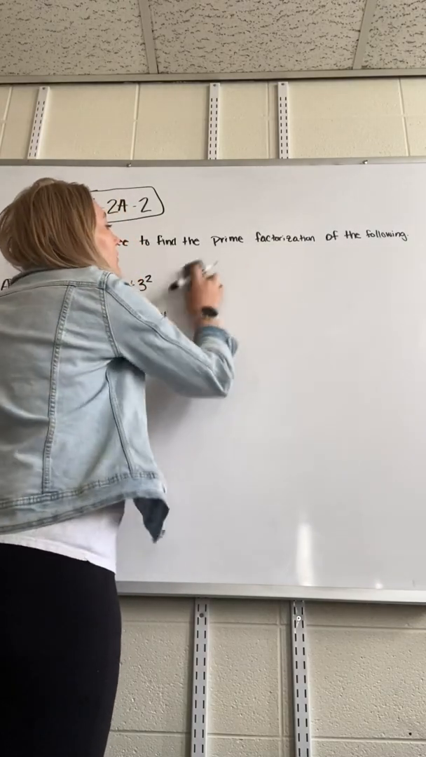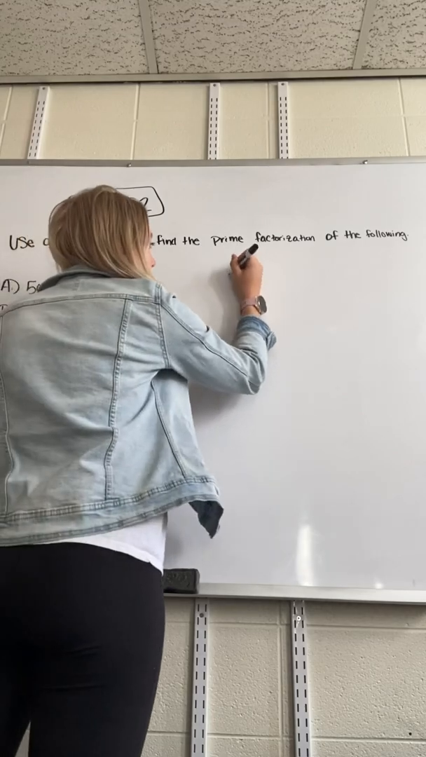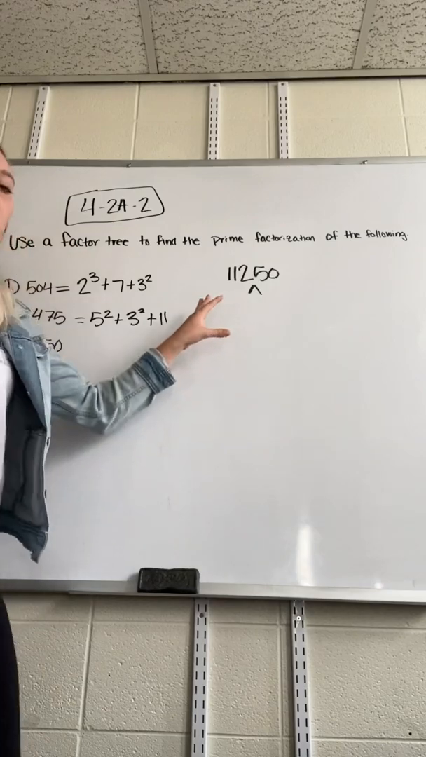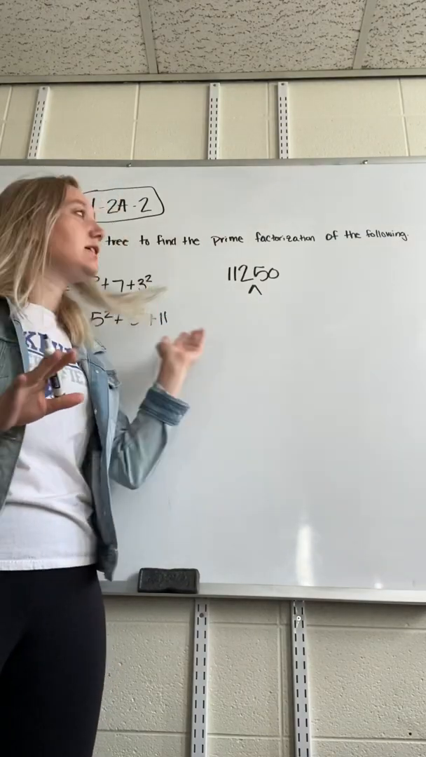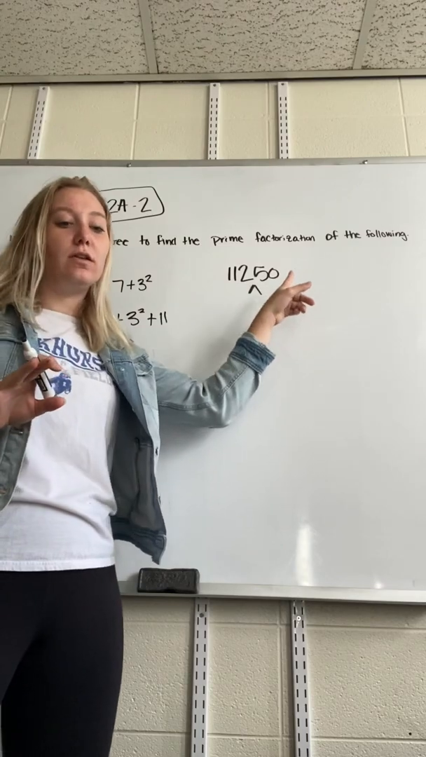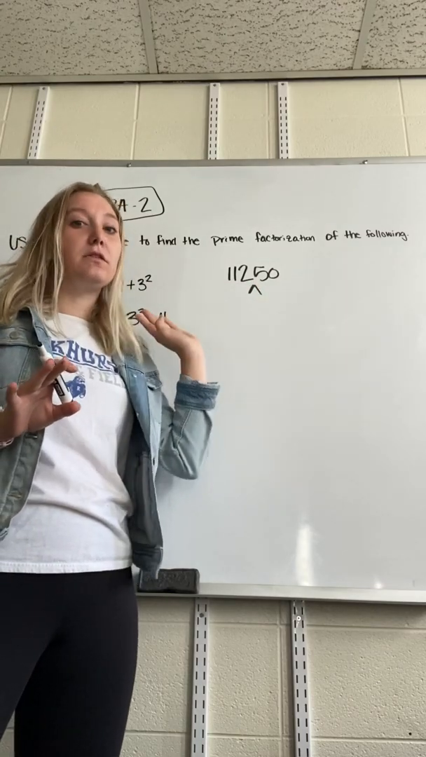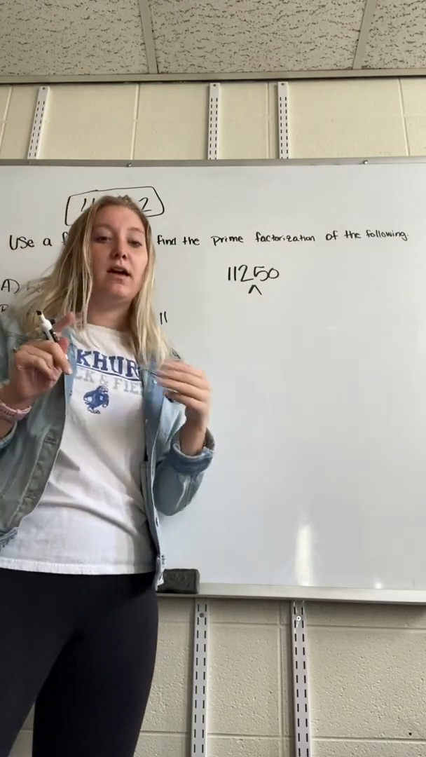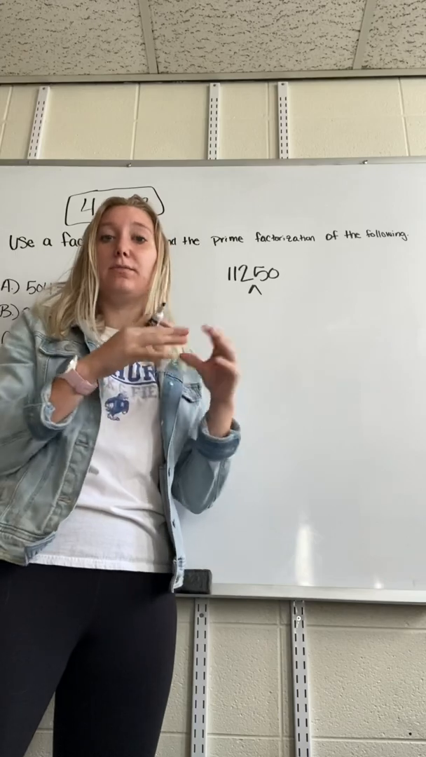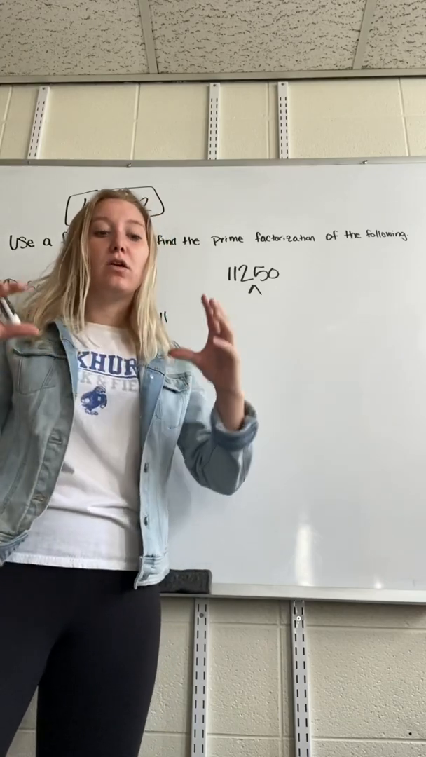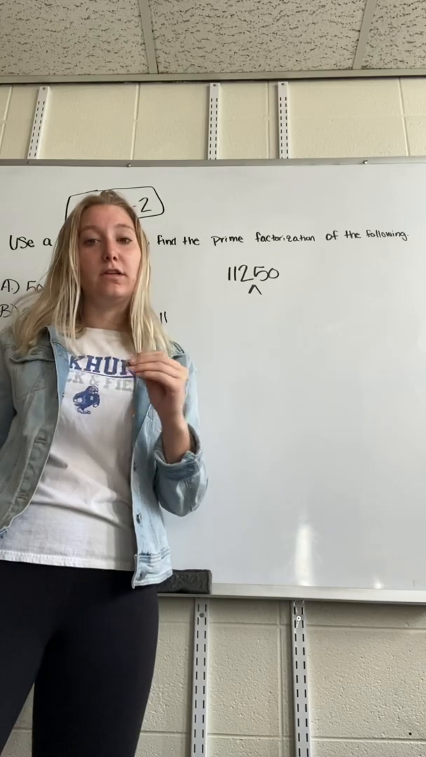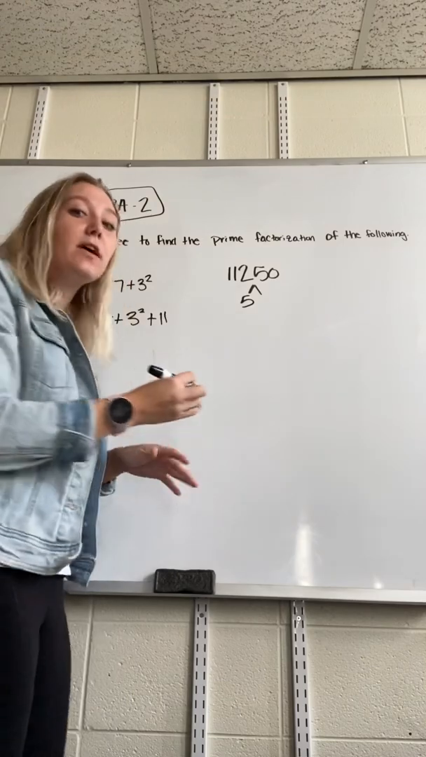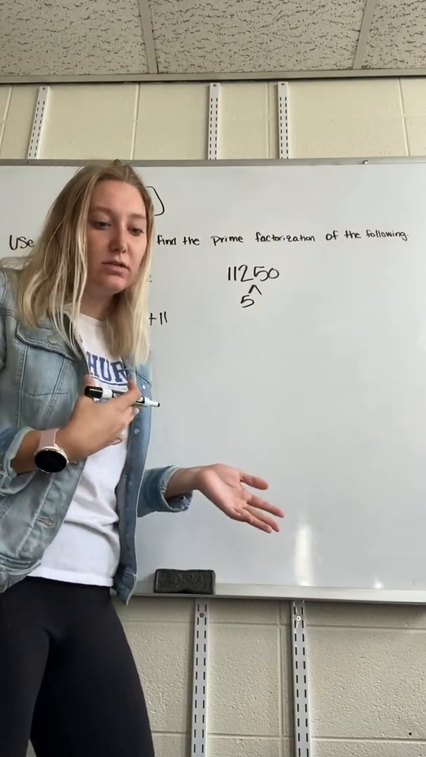Next one will be 11,250. So this one, you can go two different ways. Since it's an even number and it ends in a 0, you can divide by 5 or you can divide by 2, because those are two solid prime numbers. I'm personally going to do 5 because it's a bigger number and it'll probably get me to the finished product faster. So I'll divide by 5. You guys can divide by 2 if you want and tell me how that works out.